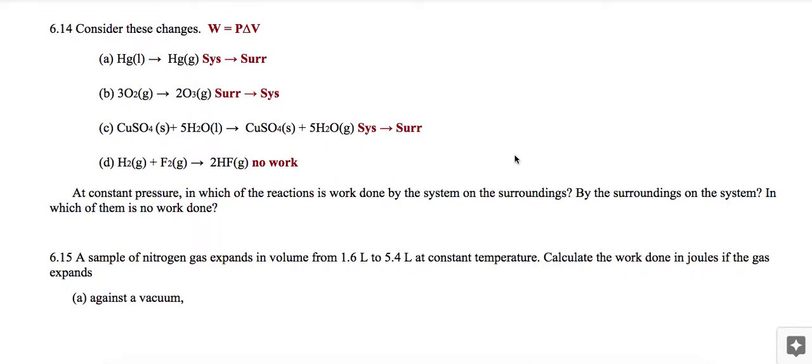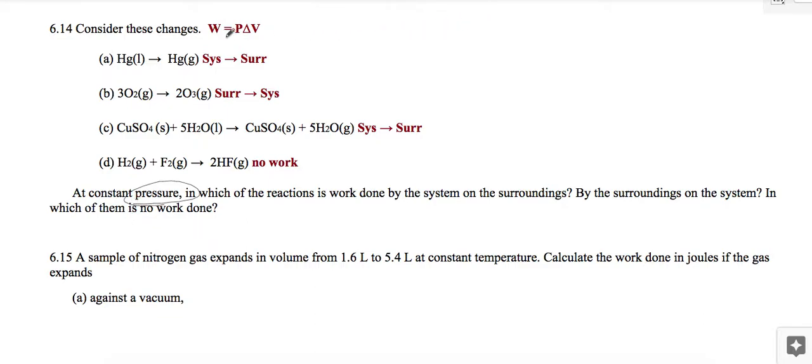Consider these changes below. Here the answers I already have written in, and we'll go through these different problems to figure out how I got those answers. The problem says at a constant pressure, so that's important, at a constant pressure, in which of the reactions is work done by the system on the surroundings, or the opposite, or when is there no work done at all?